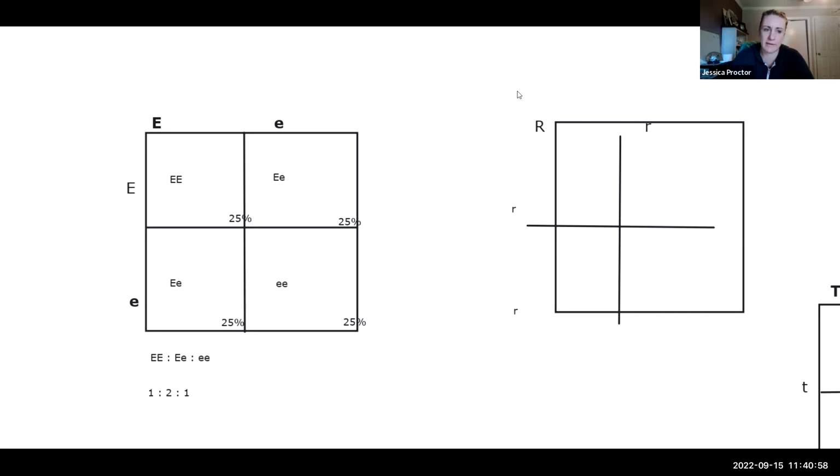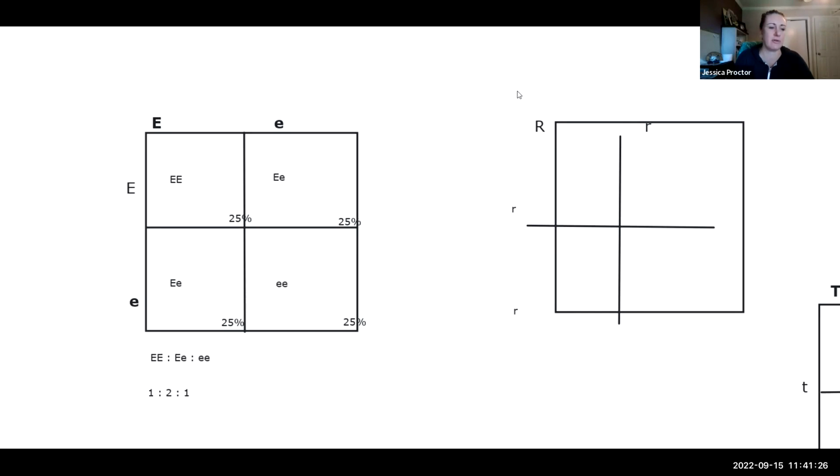So essentially what that means is, every single time this mom and this dad produce a child, they have a 25% chance of having a child that is homozygous dominant for earlobes. They have a 50% chance of having a child that is heterozygous for earlobes. And they have a 25% chance of having a child that's homozygous recessive, or attached earlobes. So that's the genotypic ratio there.